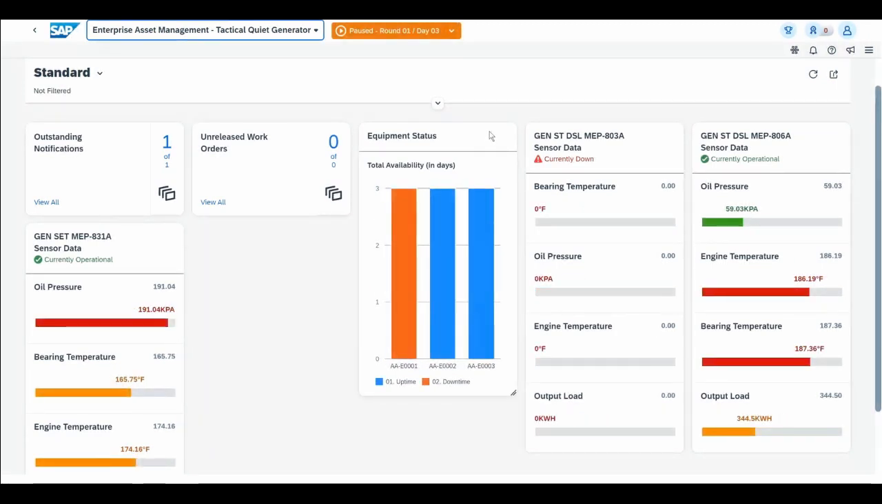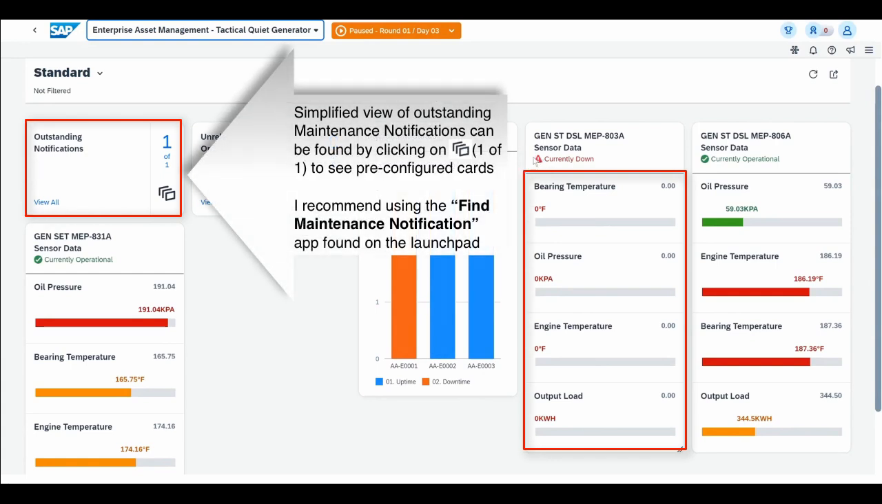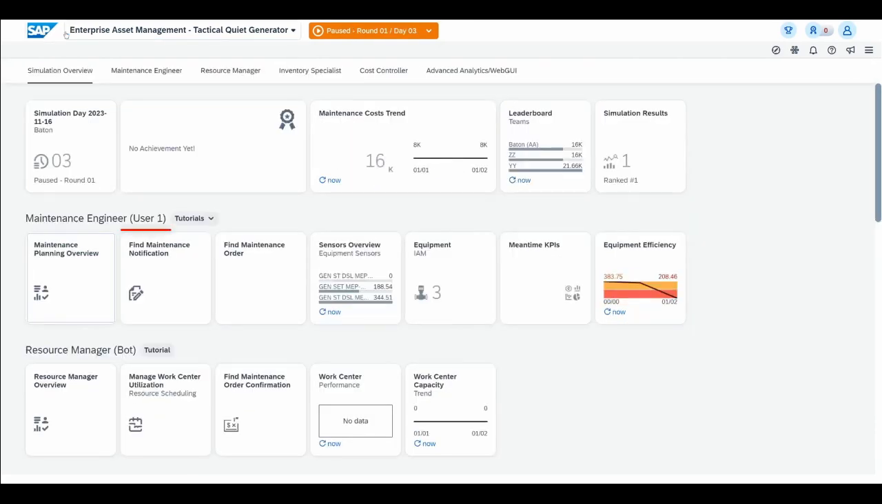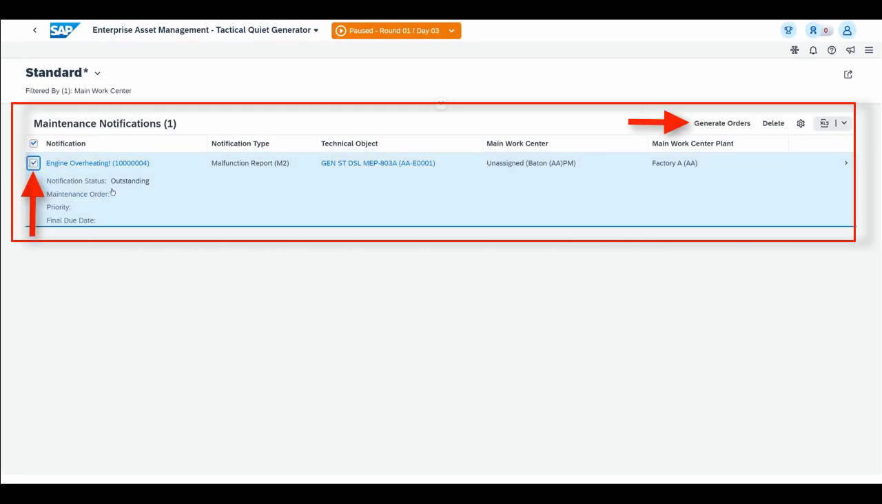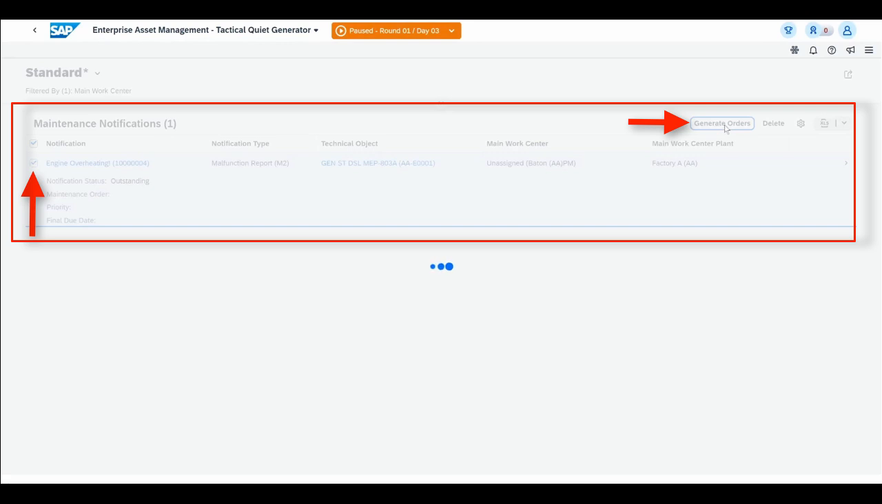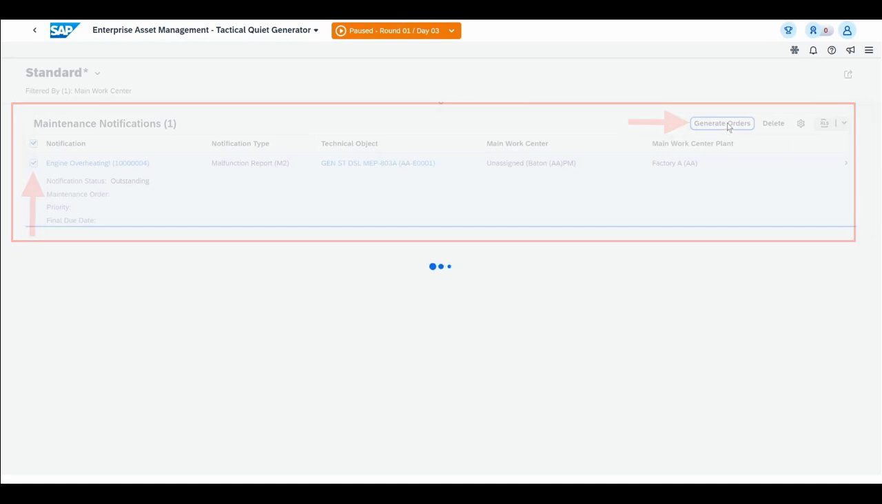From what we can see, there are indeed some components which have reached a critical level and the generator has failed. When it does, you will receive a maintenance notification. In Find Maintenance Notification, you see system-generated notifications, highlighting which component is broken in each generator. Select all pertinent notifications, those components you want to repair, and click Generate Orders.